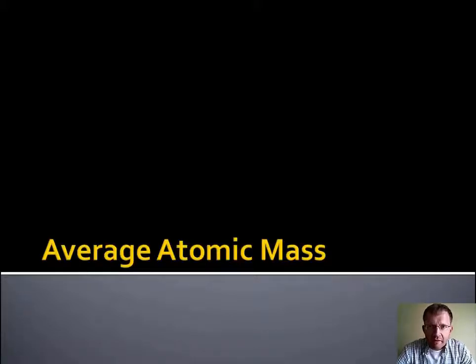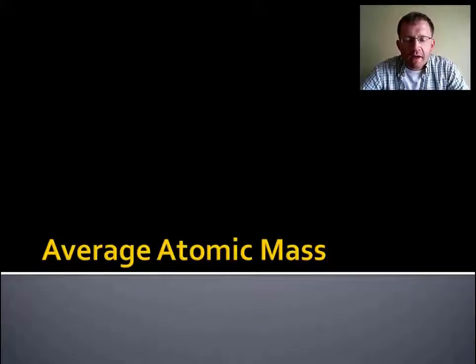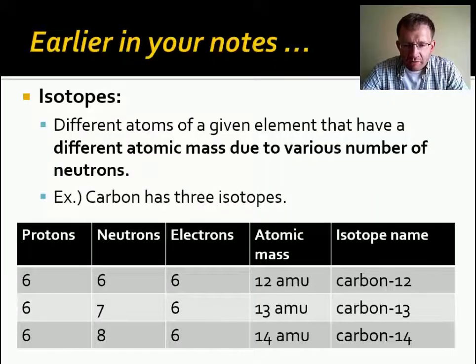So we're going to be calculating average atomic mass in this video and finding what that means in terms of the actual mass of an atom and the different isotopes of each element that exist out there in nature and how we study them. If you recall from earlier in your notes, there are various isotopes of nearly every element that's naturally occurring in the universe.